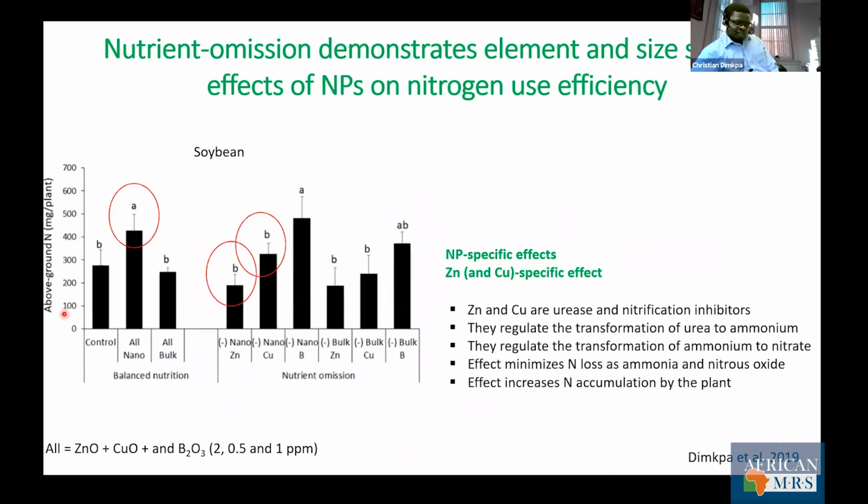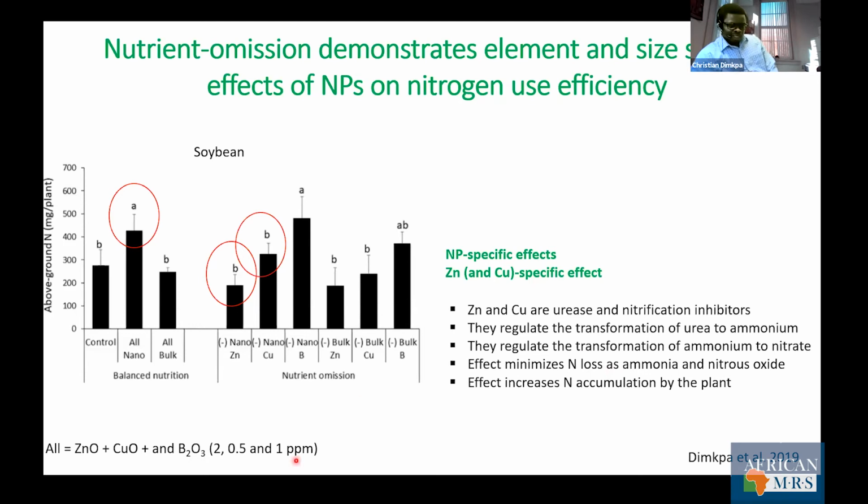Again, the same study, we are looking at how you can use nanomaterials, in this case, again, zinc oxide, copper oxide, and boron oxide nanoparticles to increase nitrogen uptake in plants. So this is the mechanism here. Zinc and copper are urease and nitrification inhibitors. Remember what we talked about the last time about inhibitors. They reduce the rate of nitrogen loss by regulating transformation of urea to ammonium and ammonium to nitrate. And with that effect, you have minimized loss of ammonia and you have increased nitrogen accumulation.